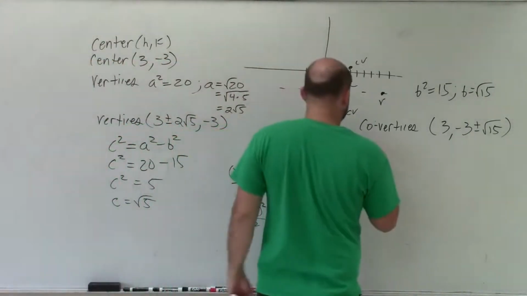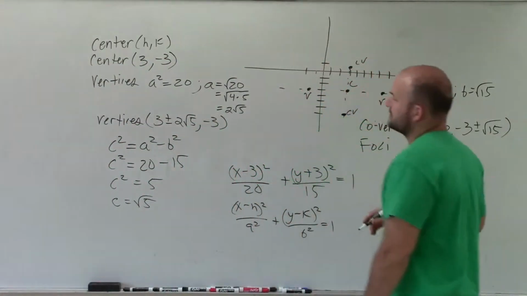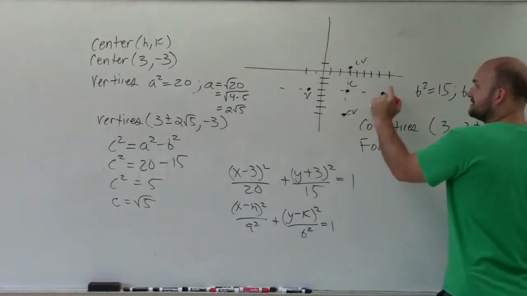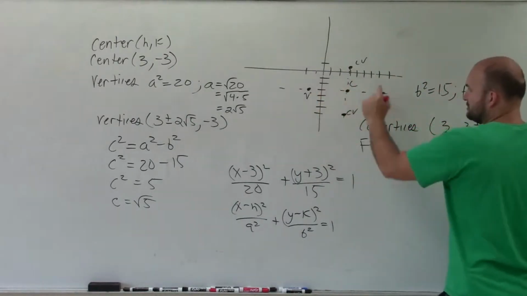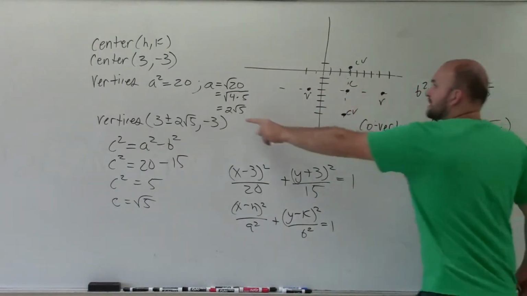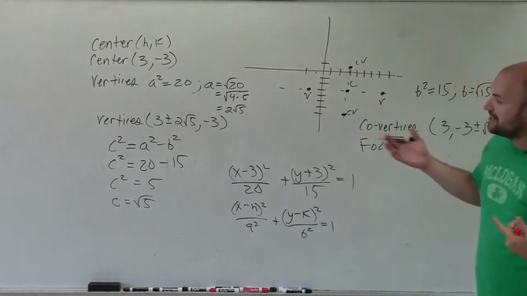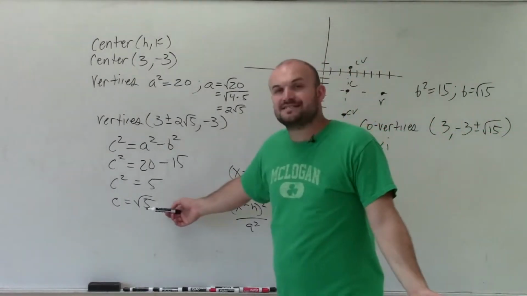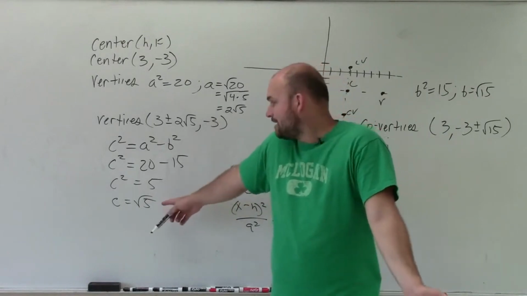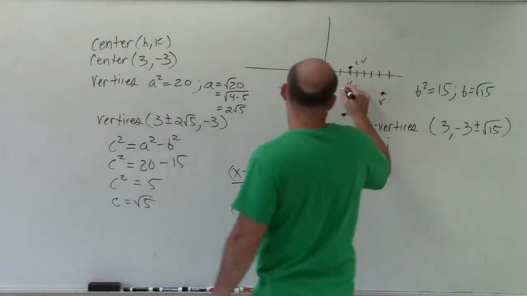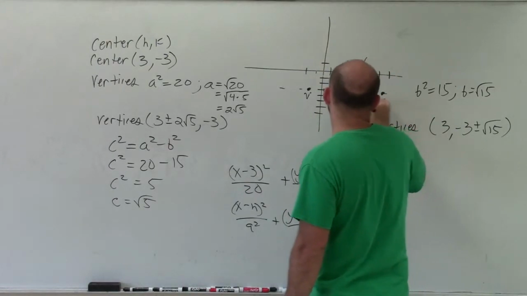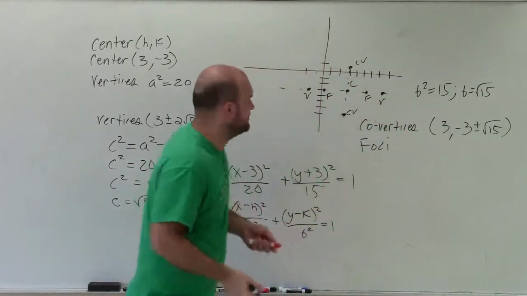To find the foci, I'll do this on the same side. Remember, the foci are on the major axis. It's on the same axis as the vertex, center, and the other vertex. So I'm going to be adding left and right from the center, just like I did with the vertices. Again, to estimate, this is going to be between 2 and 3. So it's going to be left 2 and a decimal, and right 2 and a decimal. You can find the exact value again if you want to.